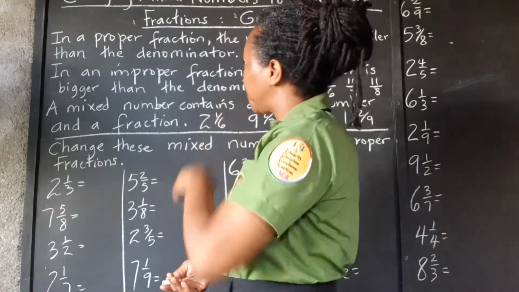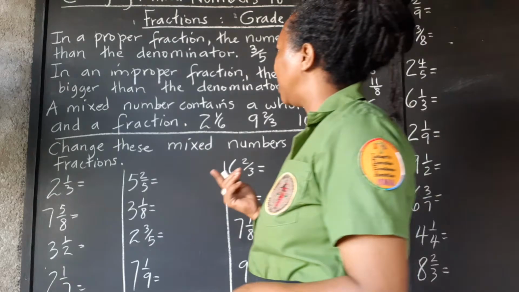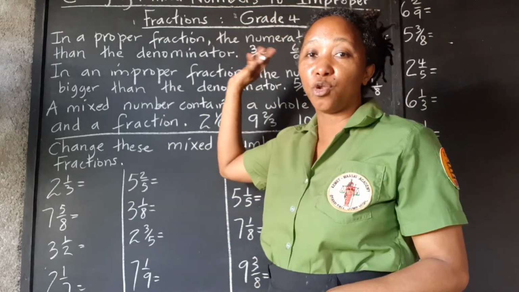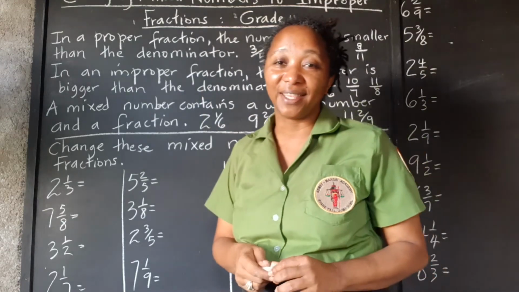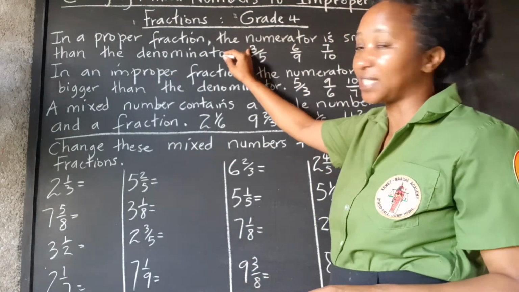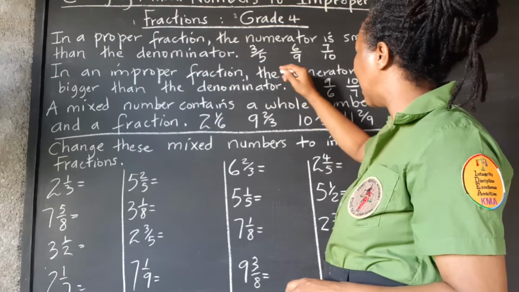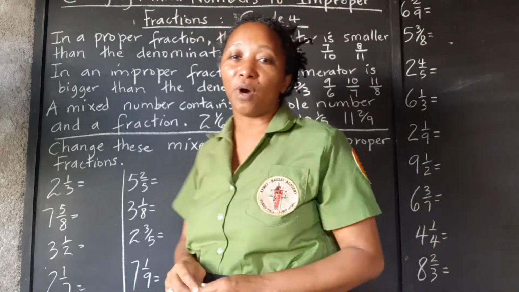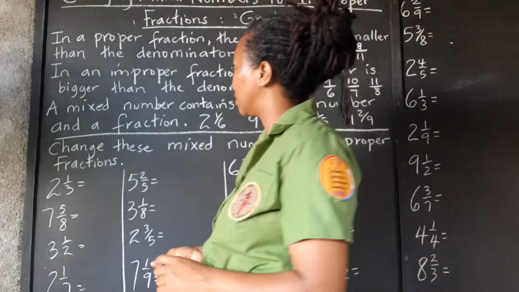Alright, so in a proper fraction, the numerator is smaller than the denominator. So these are proper fractions. The numerator, the number at the top, is smaller than the denominator, the number at the bottom. So 3/5, the 3 is smaller than 5, 6/9, the 6 is smaller than the 9, 7/10, 8/11. All of those are what we call proper fractions or common fractions.